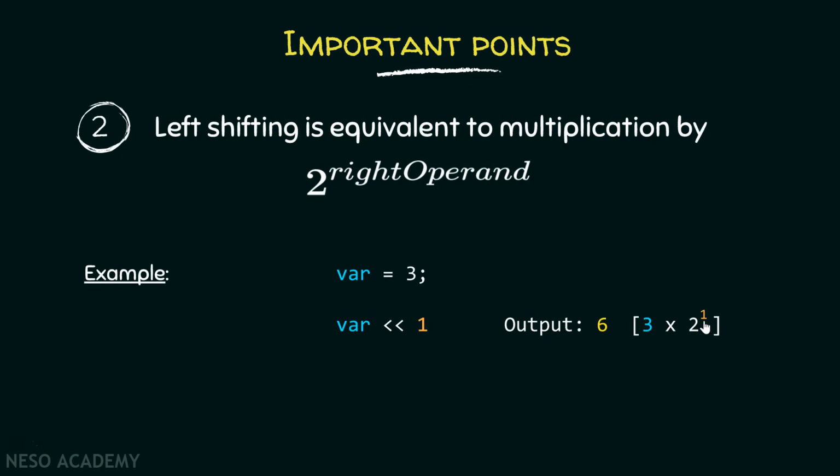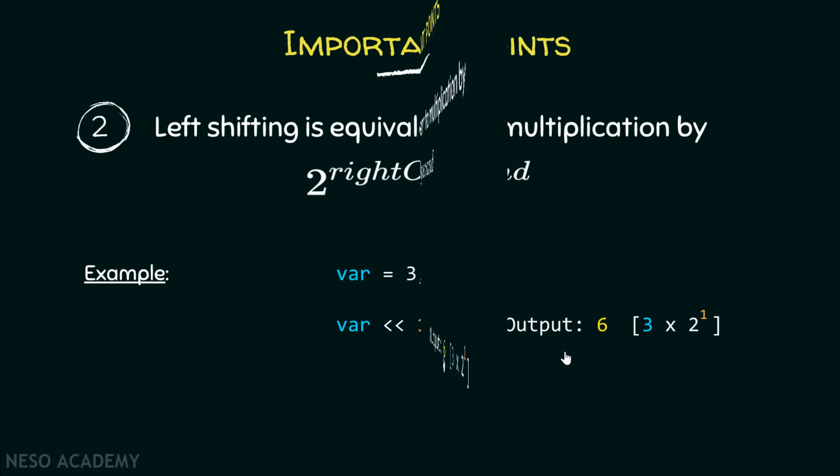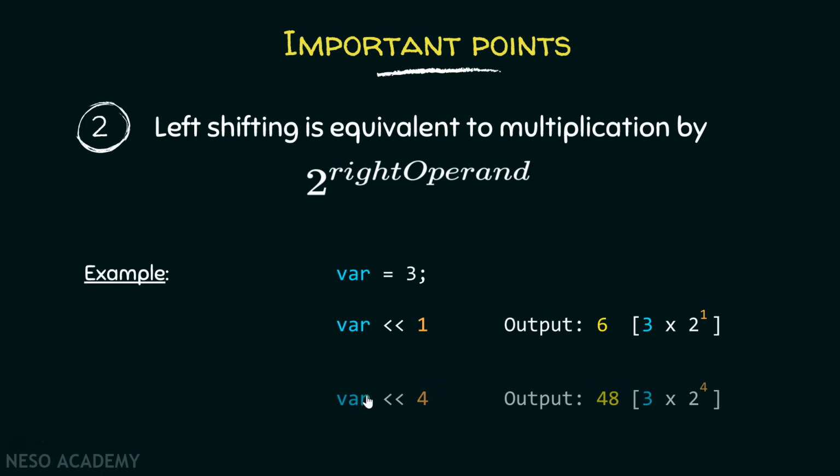1 is our right operand, isn't that so? And the left operand is 3. 3 is simply multiplied by 2 raised to the power of the right operand, which is 1. 3 into 2 is 6 and that is our output. Let's consider one more example. Here the value again is 3 and in this case we are trying to shift the bits of the value 3 by 4 positions towards the left. In this case 3 is multiplied by 2 raised to the power 4 because 4 is our right operand. 2 raised to the power 4 is 16 and 16 multiplied by 3 is 48. Therefore the final result of this operation is 48.